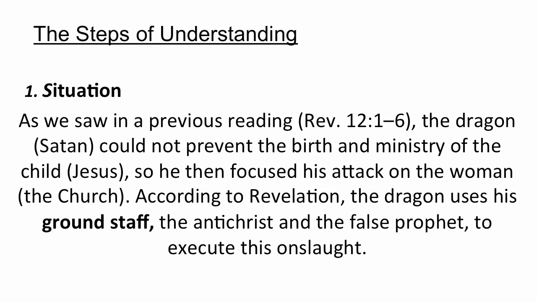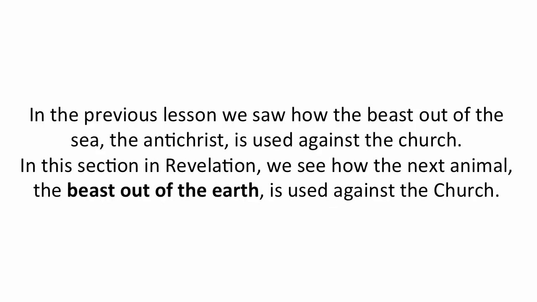As we saw in a previous reading, the dragon could not prevent the birth and ministry of the child. So then he focuses his attack on the woman. According to Revelation, the dragon uses his ground staff, the Antichrist and the false prophet, to execute this onslaught. In the previous lesson, we saw how the beast out of the sea, the Antichrist, is used against the church. In this section in Revelation, we see how the next animal, the beast out of the earth, is used against the church.